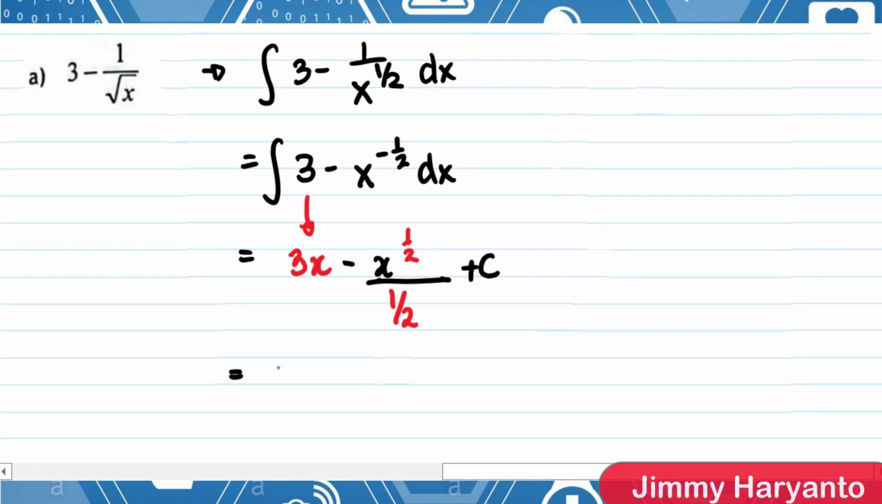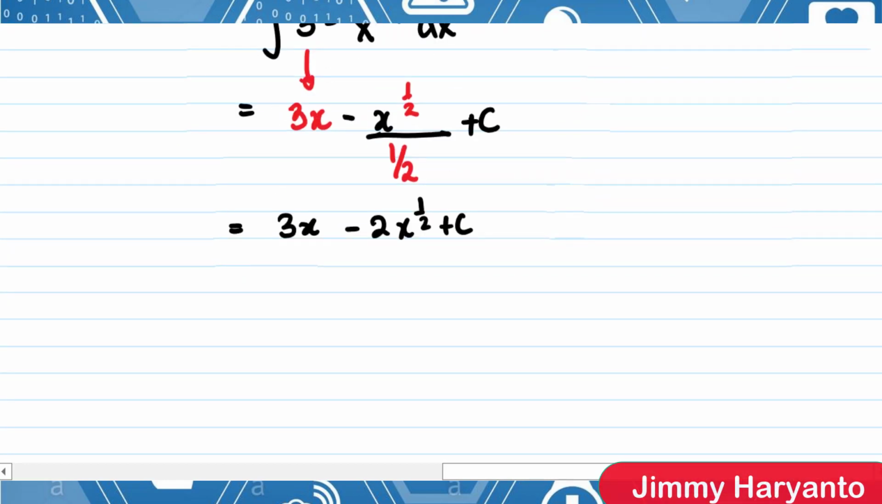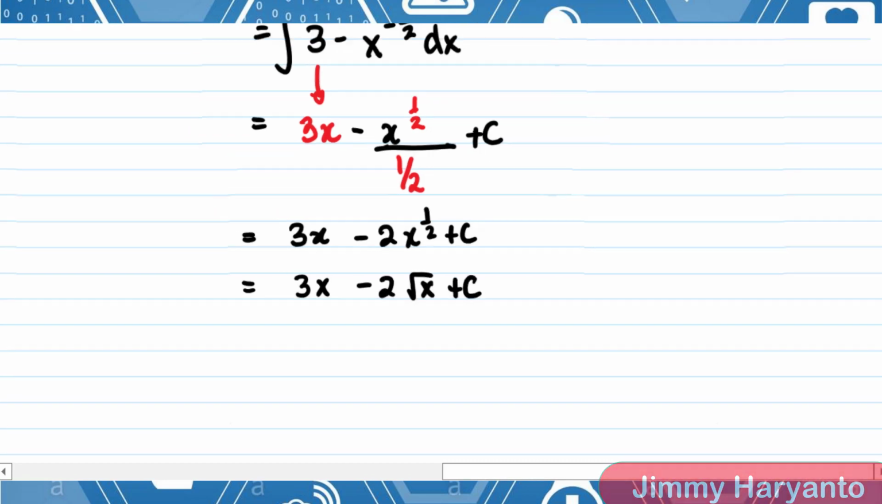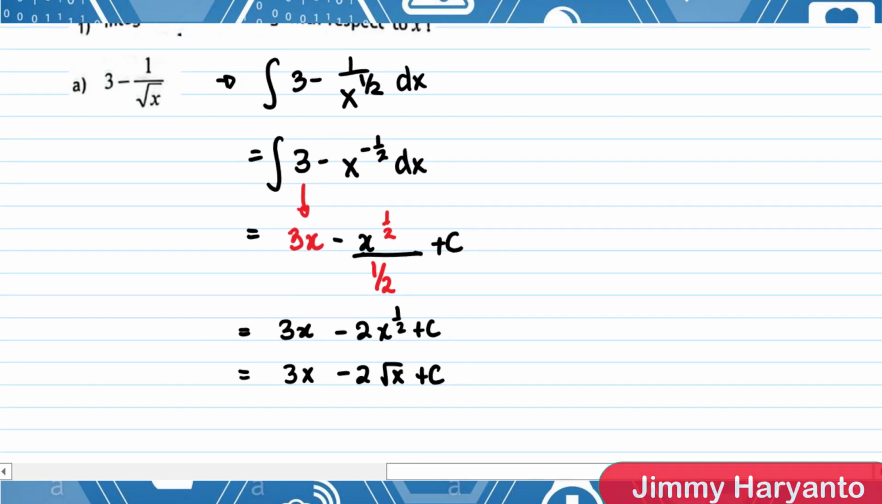So let's simplify. You will have 3x minus 2x to the power of half plus c. And if you want to change it back to the square root, you can do it also like this. Okay, so this is the answer for number 1a.